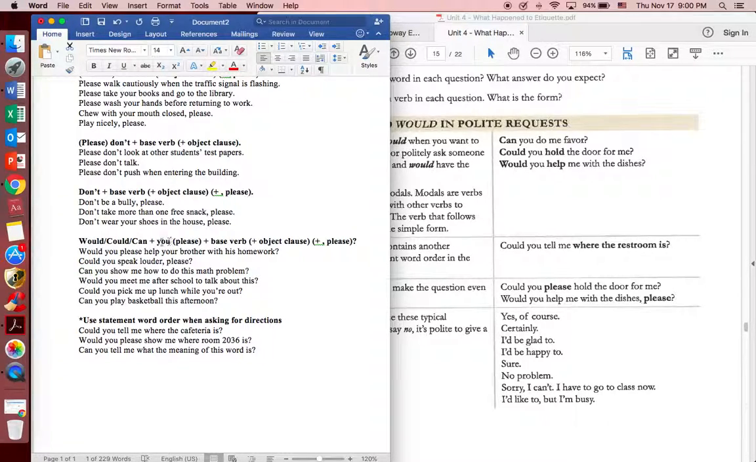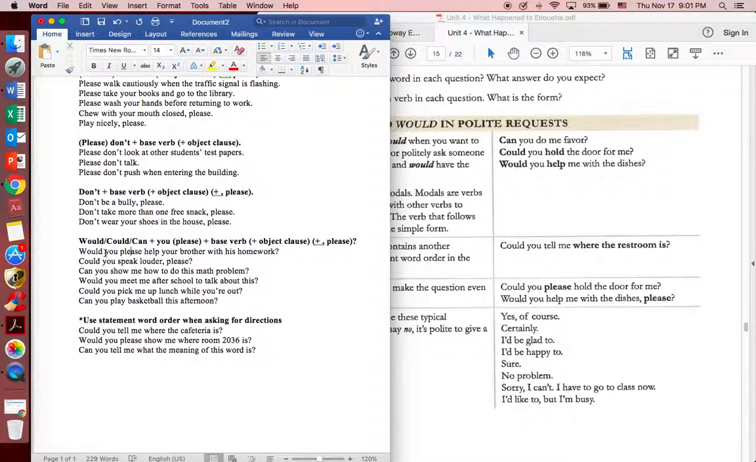Then we are going to state the subject, you. Please is optional here or at the end. I'm going to use a base verb, and then an optional, generally present object clause. Example, would you please help your brother with his homework? We would put only one please, not would you please help your brother with his homework, please. And notice where please goes. Please goes after you.